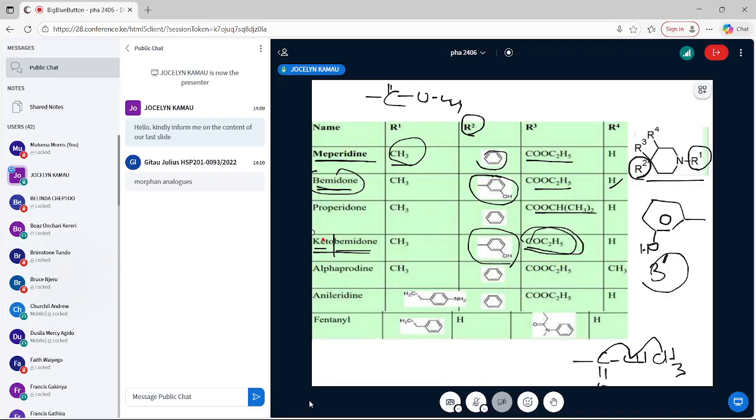I've explained keto, I've explained bemidone. Any compound that has a meta hydroxyl group on the phenyl ring will be called bemidone. When you now change the group at position number 4, one of the other groups, to a ketone rather than an ester, then you call it keto. Then you can see the other compound is being called alpha protein.